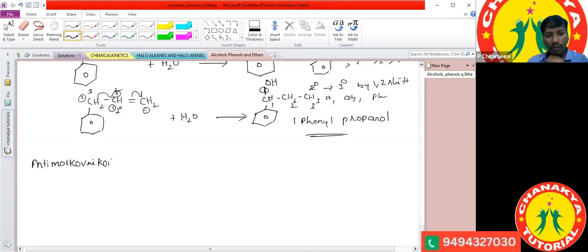Anti-Markovnikov rule. By using the anti-Markovnikov rule also, we can prepare alcohols. Sir, what reaction are we taking here? From alkenes only we are preparing the alcohols. Which reaction, what is the name reaction here? Hydroboration oxidation reaction.